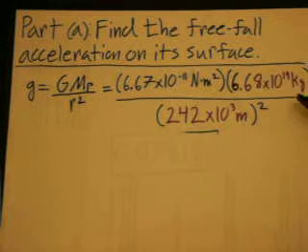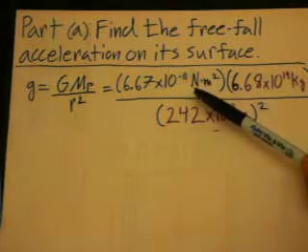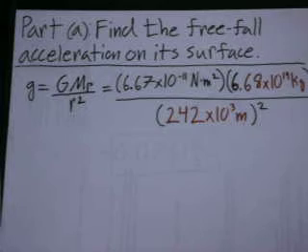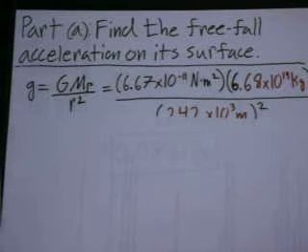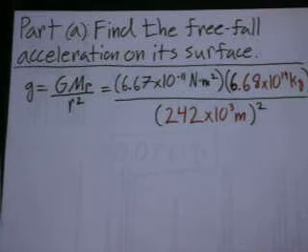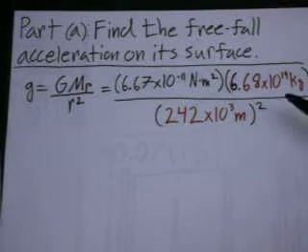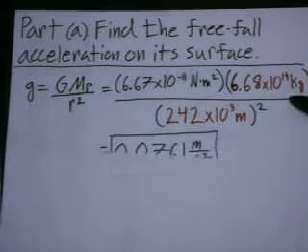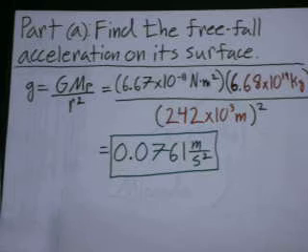Substituting in our values, we get 6.67 times 10 to the negative 11 Newton meter squared, which is Newton's universal gravitational constant, times the mass of the planet, which is what we were given, all over the radius squared. Solving this, we get 0.0761 meters over seconds squared.